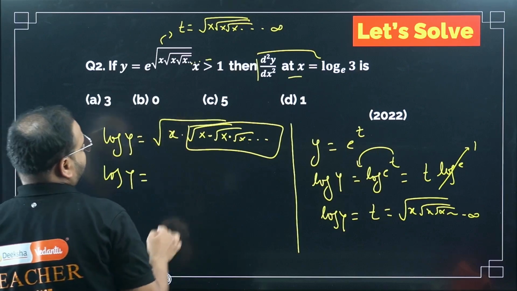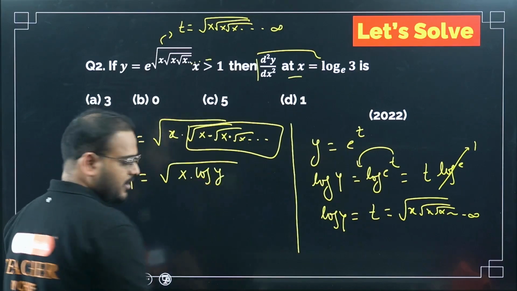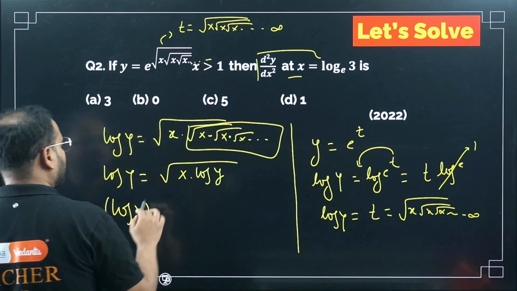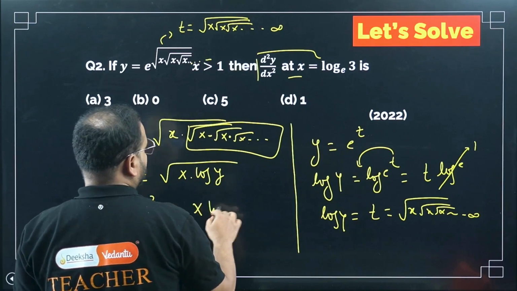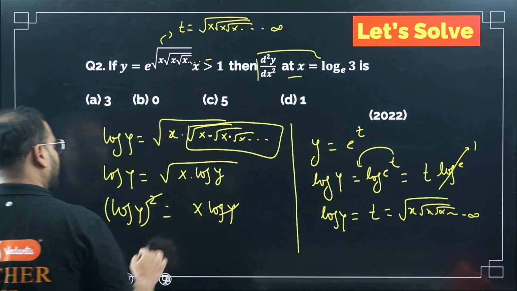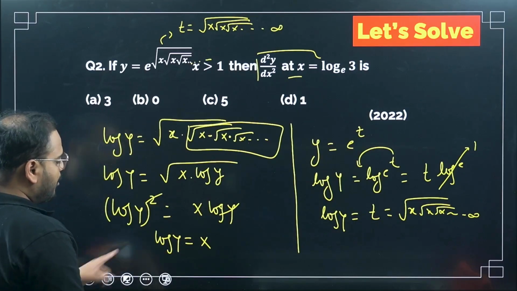So this will become log y equals x log y. Yes or no? Square it up, you will get log y the whole square equals x log y. Yes or no? Cancel this log y with log y. What do you get? You get log y equals x. Yes or no? log y equals x.